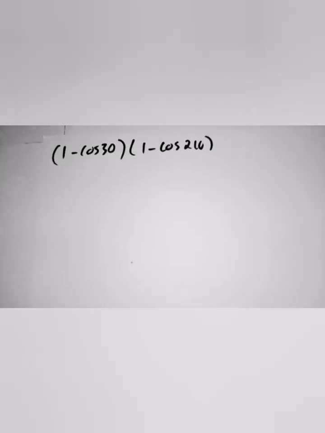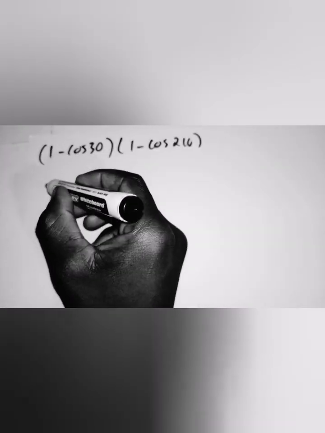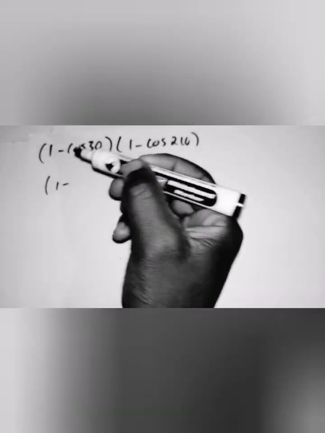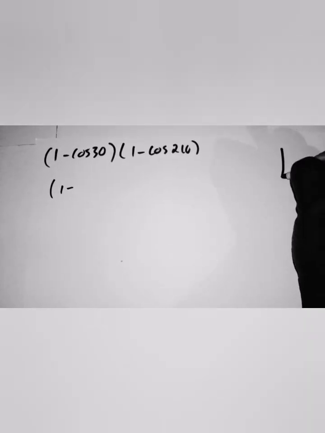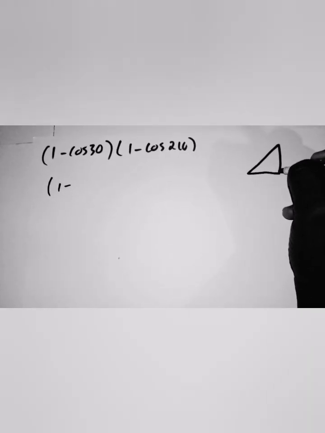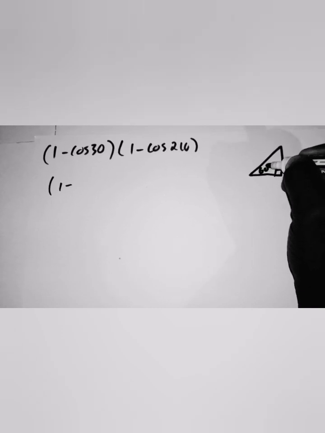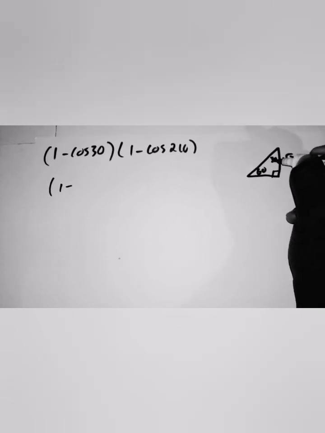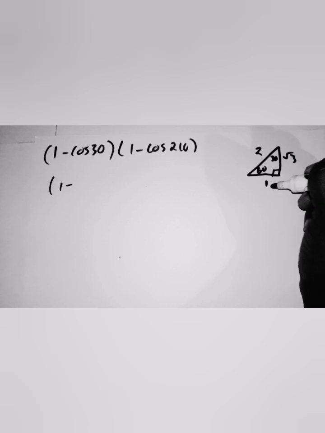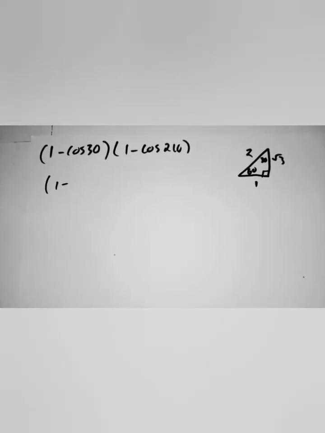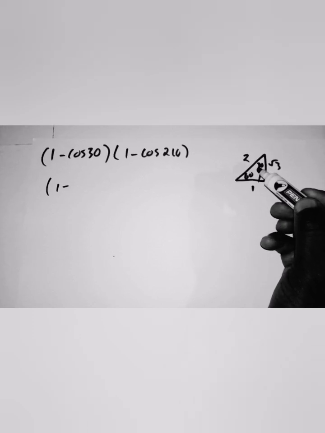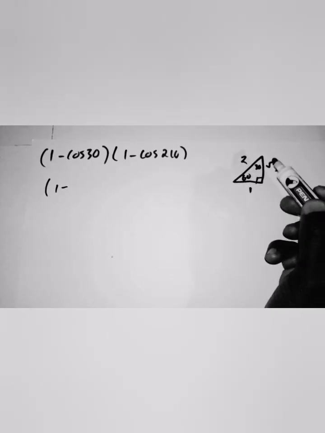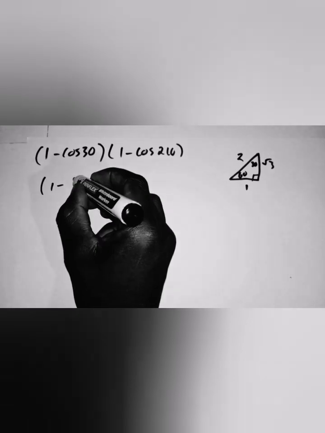Alright, so 1 minus cos 30 and multiply by 1 minus cos 210. So this is the same thing again. 1 minus, what is the cos 30? Oh, this is a special angle. So you draw your right angled triangle. You are not using a calculator, so the purpose of special angles, or their main aim, is to help us not to use the calculator. So cos 30, it is what? It is root 3 over 2.